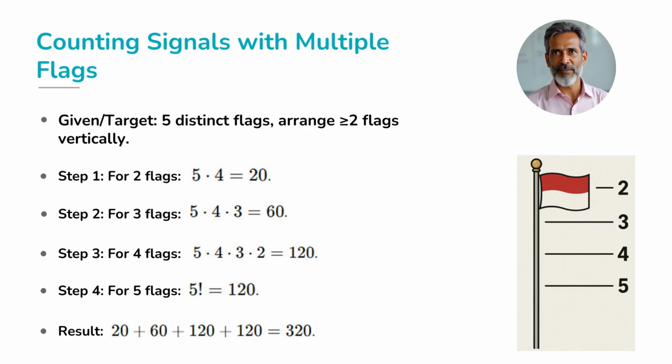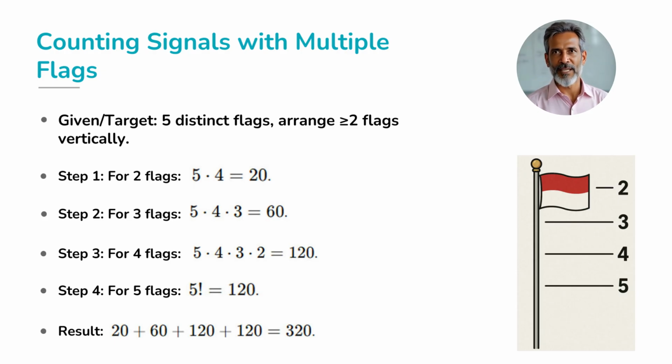Imagine we have 5 distinct flags and we want to make signals by arranging at least 2 of them on a vertical staff. Case 1, with 2 flags, that's 5 times 4 equals 20 signals. Case 2, with 3 flags, it's 5 times 4 times 3 equals 60. Case 3, with 4 flags, we get 5 times 4 times 3 times 2 equals 120. And finally, using all 5 flags, 5 factorial equals 120 again. Now add them all, 20 plus 60 plus 120 plus 120 equals 320 total signals.